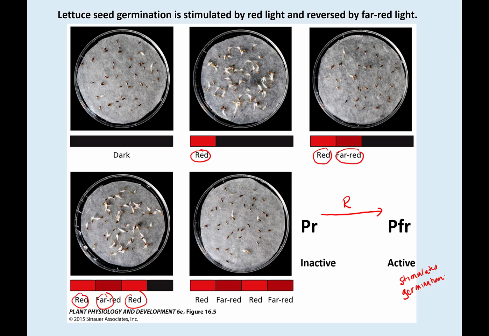Okay, the active form, PFR, can absorb far red light, and it will convert into the PR, or the inactive form. So right here is our basic and foundational understanding of phytochrome, and we're going to be learning more about the molecular details of how this whole thing works. But this is the key understanding here.